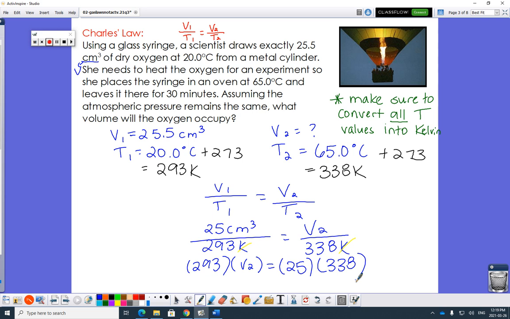All right, so 293 times V2 is 25 times 338. I'm sort of running out of room. 8,450, and then you need to divide by 293 to isolate V2. And centimeters cubed.